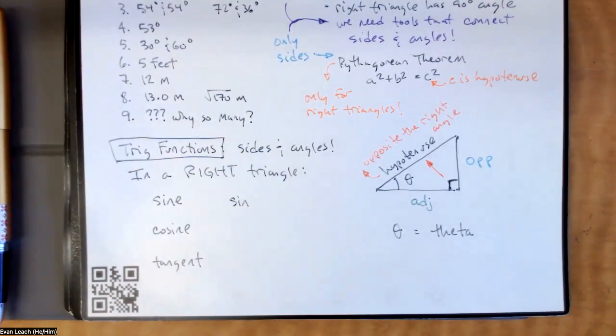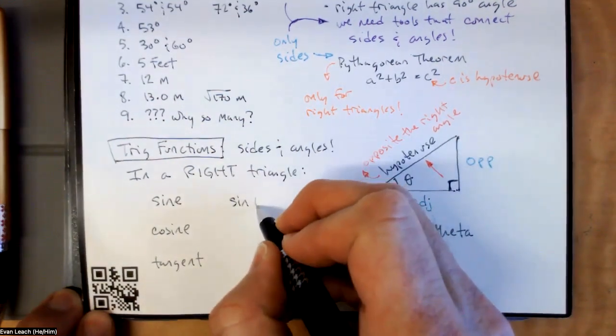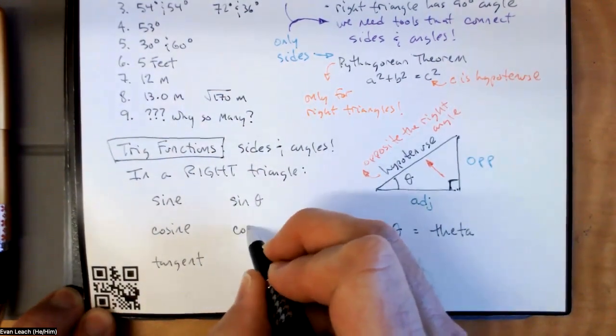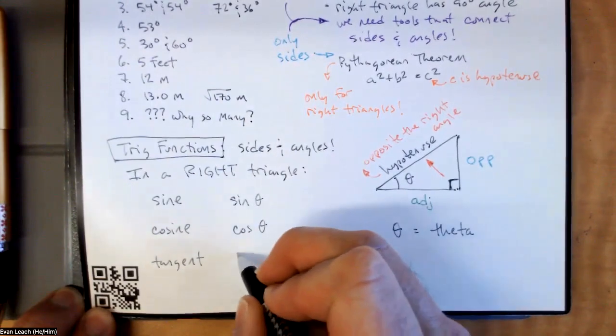But we can't just write sin by itself. That doesn't mean anything. It has to be sine, and it has to apply to an angle. Sine of theta. Our abbreviation for cosine is cos. And our abbreviation for tangent is tan.